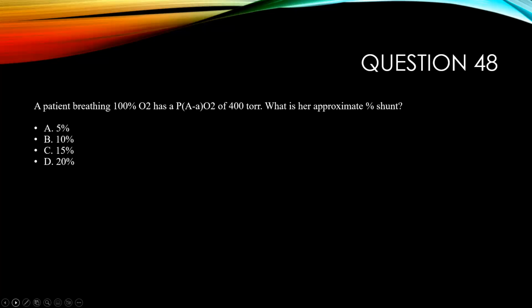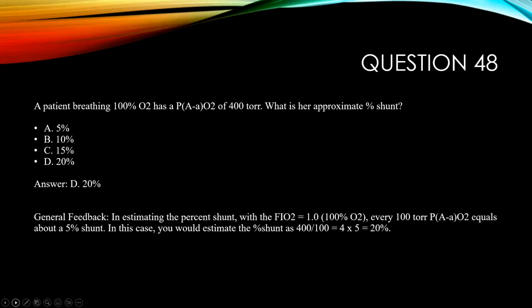Question 48. A patient breathing 100% oxygen has an A-a gradient of 400. So remember, with the P to F ratio, lower is worse. With an A-a gradient, higher is worse. So what is her approximate percent shunt? A, 5, B, 10, C, 15, and D, 20. Rule of thumb, so the answer is D. Let's look at why. In estimating percent shunt, at an FiO2 of 100%, every 100 torr equals approximately 5% shunt. So in this case, 400, you have 4 times 5, you end up with 20%.